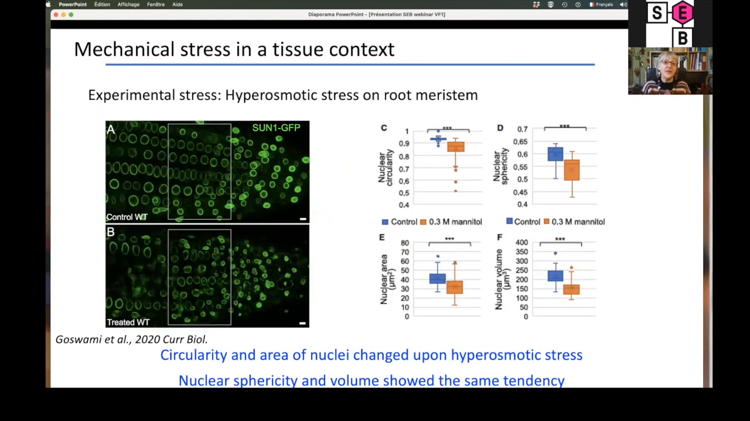So I will show you now some examples we have investigated upon mechanical stress in a tissue context. We have focused our study on the root meristem, and we have used experimental stress using hyperosmotic stress. This is a labeling of the nucleus with the inner nuclear membrane marker SUN1-GFP. In the meristem, the nuclei are very rounded, but under hyperosmotic stress, you observe a clear change of the nucleus. This is correlated with a decrease in nuclear circularity, nuclear area, as well as nuclear sphericity and nuclear volume. So there is a huge change of nuclear shape under mechanical stress mimicked by hyperosmotic stress.